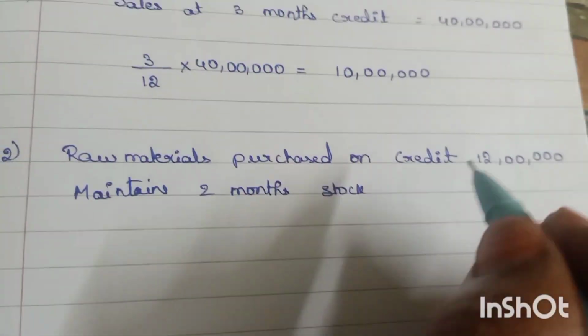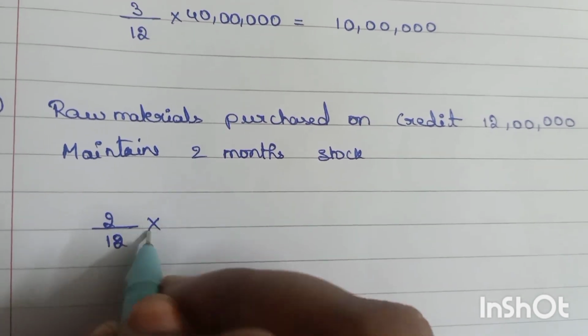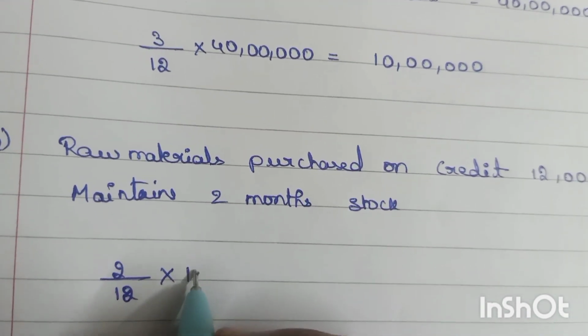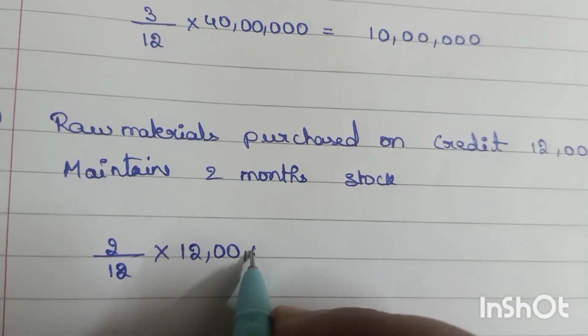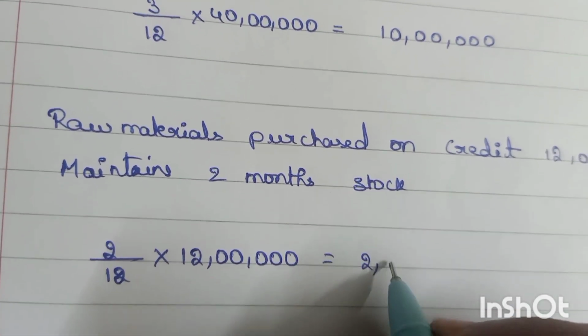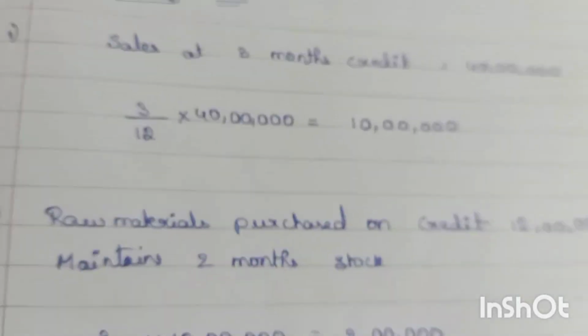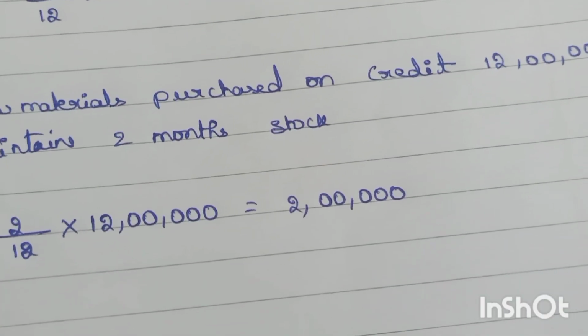So how do we calculate? For 12 months, 2 divided by 12 into 12 lakhs. Then we get the amount to maintain the raw material stock. Stock means it is an asset. Okay, like this is the calculation.